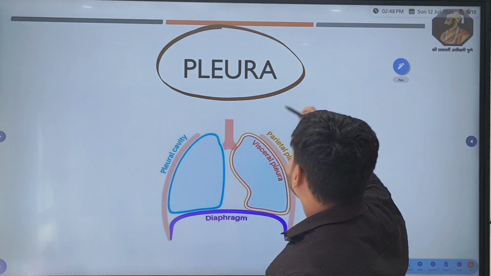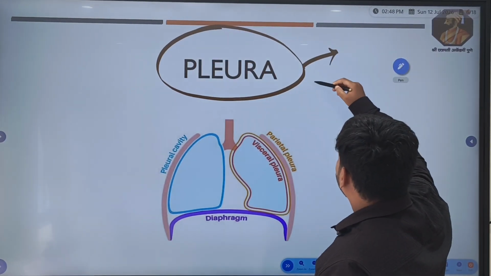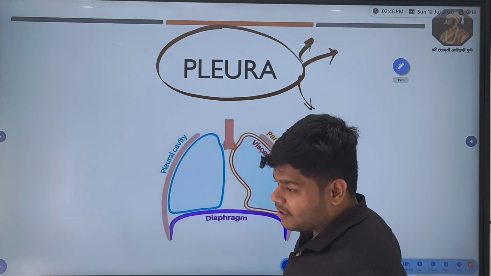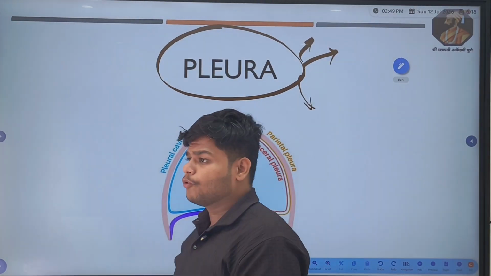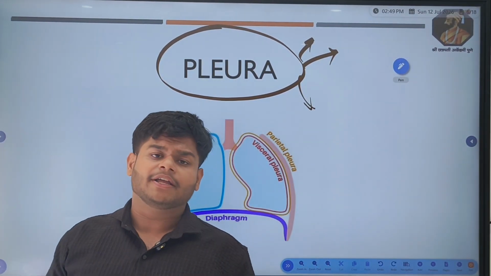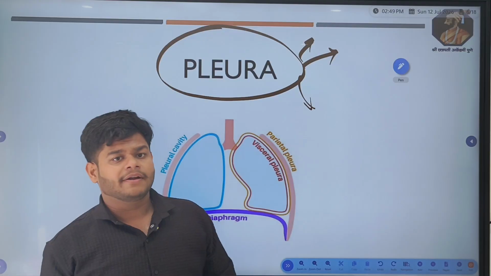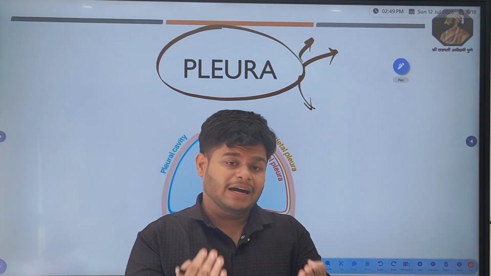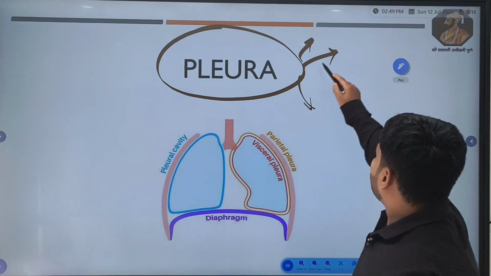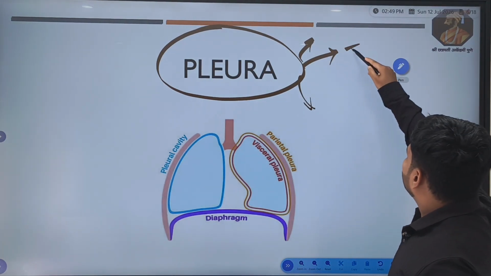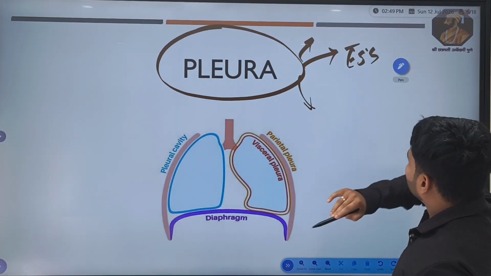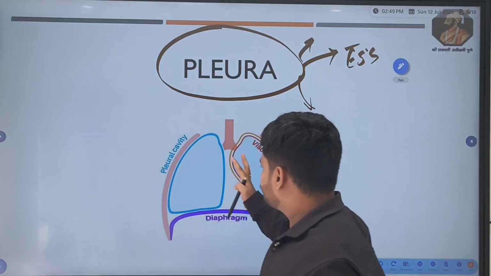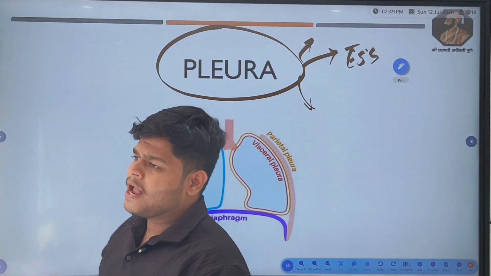These are protective structures which cover the vital organs. Peritoneum covers the abdominal cavity. Mesentery covers the small intestine. Pleura covers the thoracic region, or your lungs. So these are very essential structures which protect your lungs.